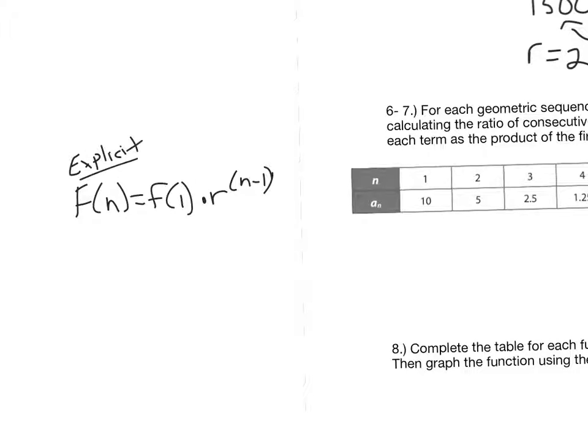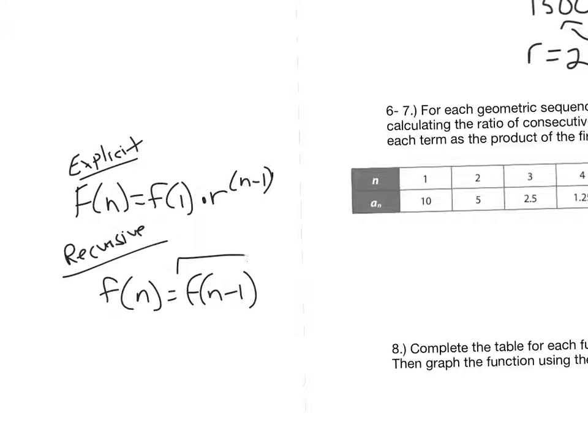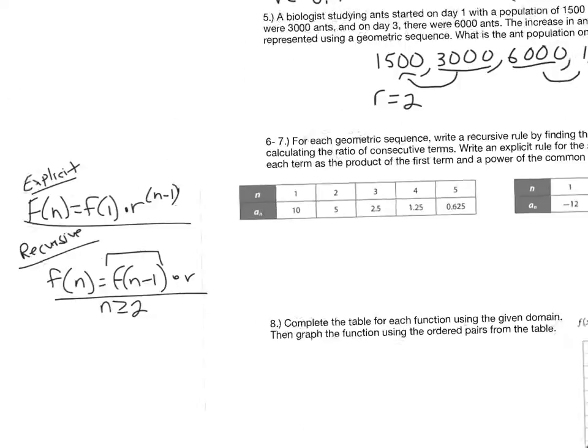For recursive, given f of 1, it's going to be f of n equals f of n minus 1, which remember just means previous term, times your common ratio. And that's for any n that's greater than or equal to 2. Okay, so you need to remember both of these for tomorrow. And you'll need them for the study guide as well, because we're going to use these for number 6.